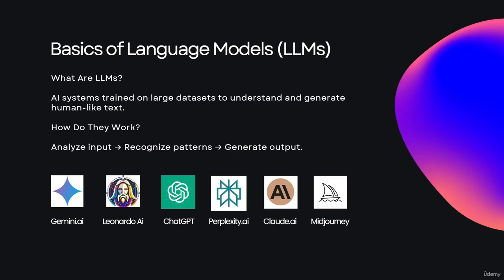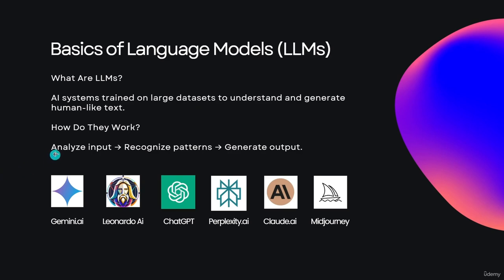Let's see what language models are. Language models like GPT-4, Claude, and Gemini.ai are AI systems trained on massive amounts of text data. They learn patterns in language, enabling them to generate human-like text in response to your prompts. A response means the AI will generate some output. A prompt means you ask a question to the LLM. You already know about that. Now we will see how they work.